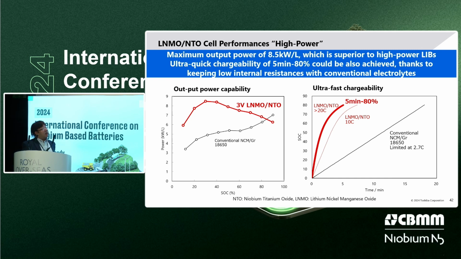And next shows the power capability. This figure shows the output power capability, and the maximum output power is around 8.5 kilowatt per liter. And this is superior to the high power type conventional lithium-ion batteries. And also, we checked quick charging performance, and 5 minutes, 80% quick charging could also be achieved. So thanks to keeping the low internal resistance by using conventional electrolytes, we could get these good results.